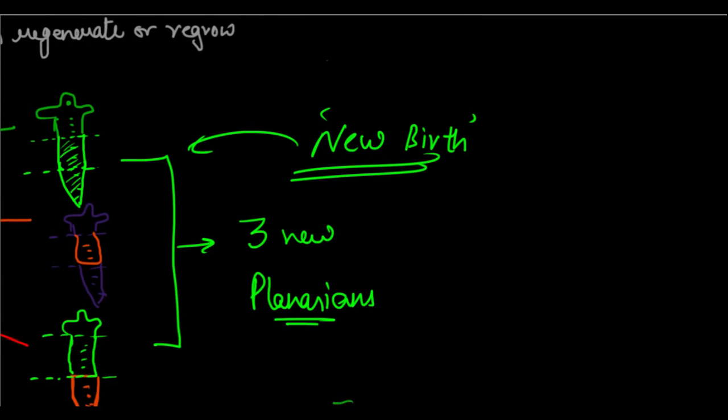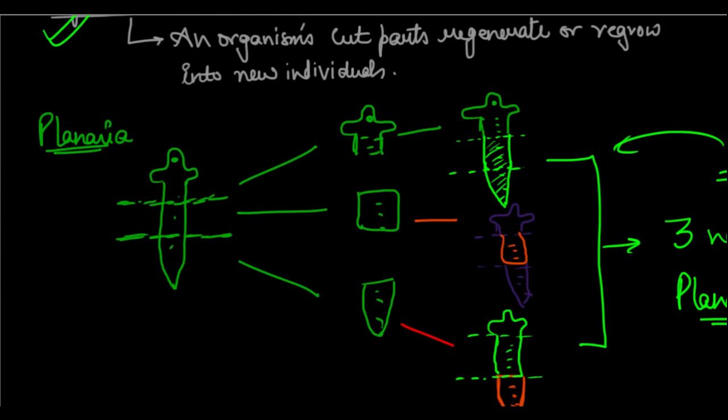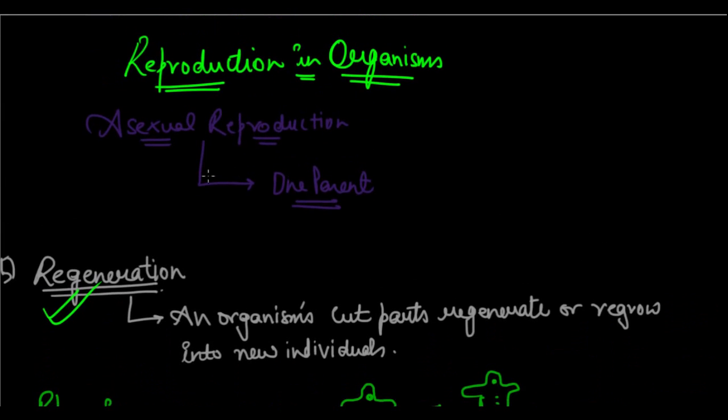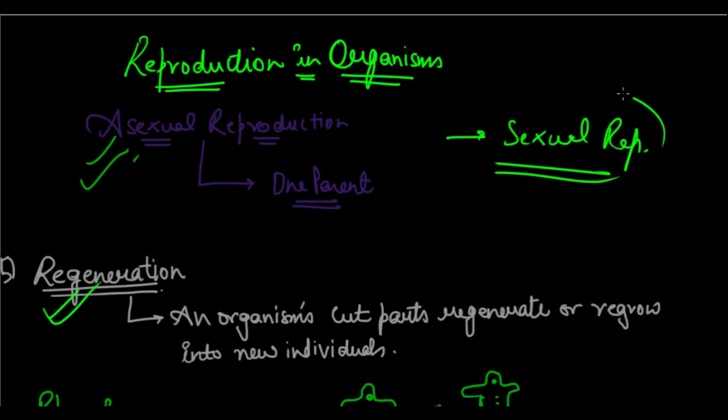So with this, we conclude this session on asexual reproduction, and we have actually completed asexual reproduction. We are done with asexual reproduction now, right? In the next video, we will be looking at the next form of reproduction, that is sexual reproduction.